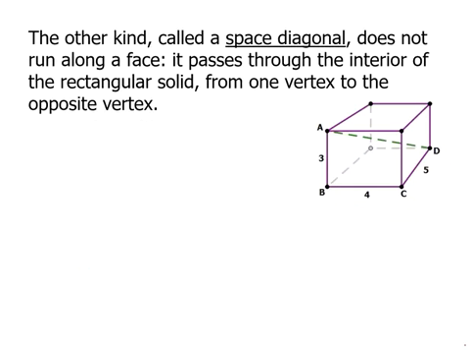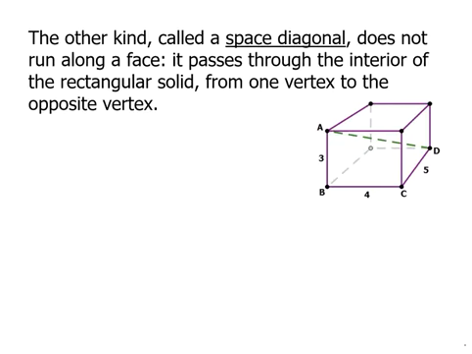The other kind, called a space diagonal, actually goes to the inside of the solid and goes through the absolute center of the figure. So it passes through the interior from one vertex to an opposite vertex. So here, from A to D. And so A and D are not along any face. There's no single face that contains both A as a vertex and D as a vertex.